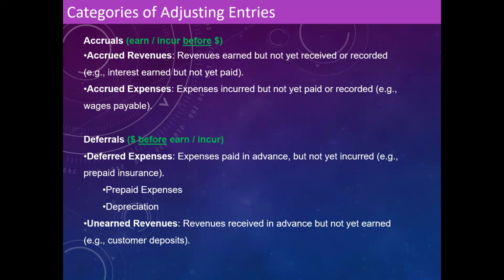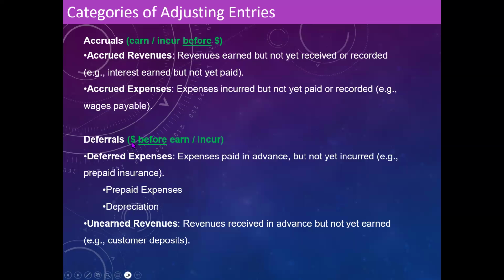Maybe I pay them every other Friday or something. So I have to do an adjusting entry to show that I've incurred that expense, but I won't actually be paying it until the future. But I need that expense on this month's or this financial period's income statement so that it's accurate.